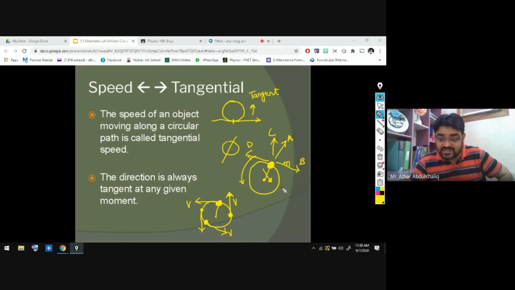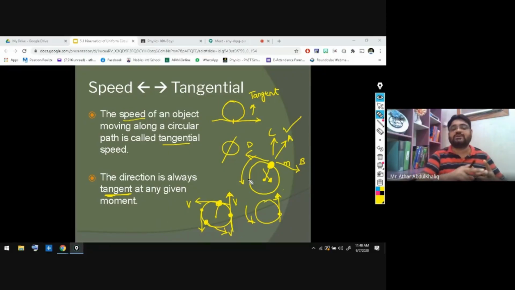Now, if you see, the directions of these velocities are along tangent lines, the lines that touch the circle. That's why, when an object moves in a circular path, we say that its speed is tangential, because its direction is always tangent to that point at any given moment.